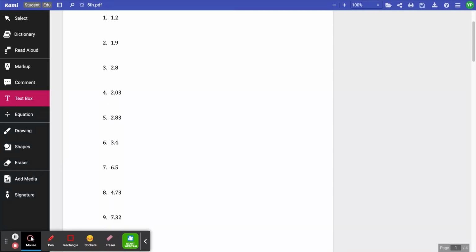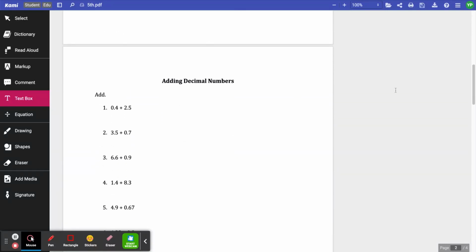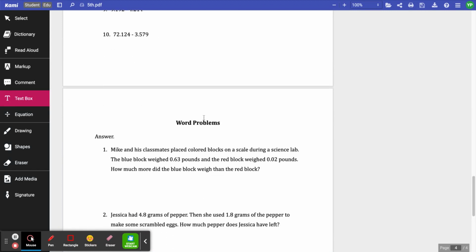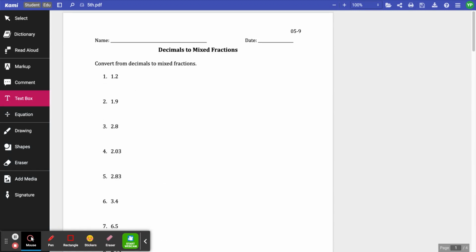Today we'll be learning about decimals to mixed fractions, adding decimal numbers, subtracting decimal numbers, and more problems about decimals. So starting off with decimals to mixed fractions. Basically, the first thing we have to do is turn this into just a regular fraction. So 1.2 is going to be 1, and then this 2 is in the tens place, so it's going to be 2 tenths.